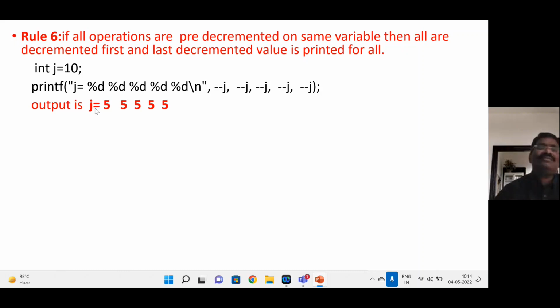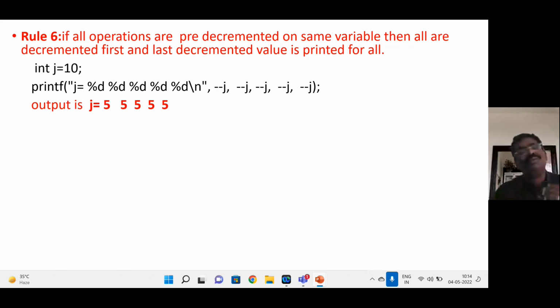You see that the answer is 5, 5, 5. So simply, you can blindly remember that. How many times is j decremented? 1, 2, 3, 4, 5. What is the initial value? It is 10. So 10 minus 5, we get 5. So for all the j's, the output is 5, 5, 5, 5, 5. So this is the sixth rule, right? That is the pre-decrement. So when you are using the j value within that, you get 5, 5, 5.